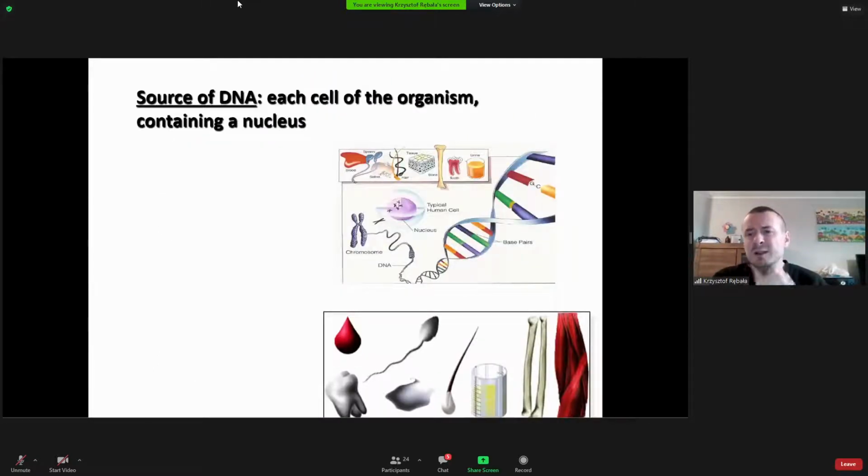What can be the source of DNA regarding forensic genetic examination in paternity testing? Of course, it can be each cell of the organism which contains a nucleus. Actually these are all cells of the organism except for several. So what cells do not contain nuclei? Do you remember? Yes, erythrocytes and platelets. Actually, platelets are not cells. They are just fragments of cells. You are right, they do not contain nuclei, but I would not call them cells.